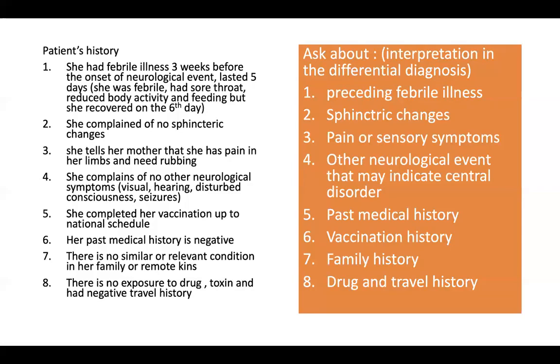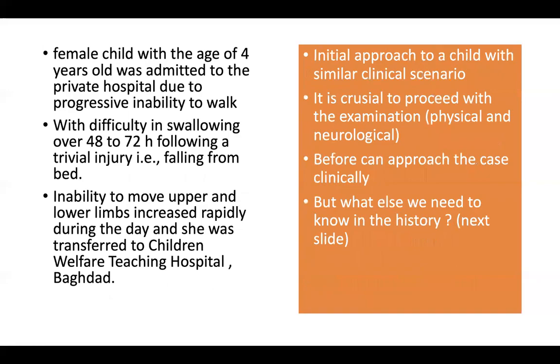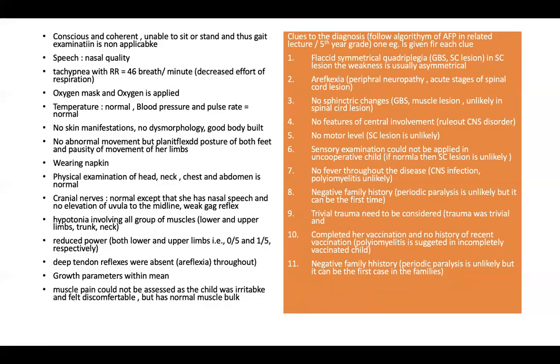She completed her vaccination up to the national schedule. Her past medical history is negative. She had no similar event, personal history, and no similar history in the family members, in the first degree members or remote kins. There was no exposure to drug, toxin, and negative travel history. Now, why did we ask about these features? Let's complete the examination, and later we will discuss the differential diagnosis.